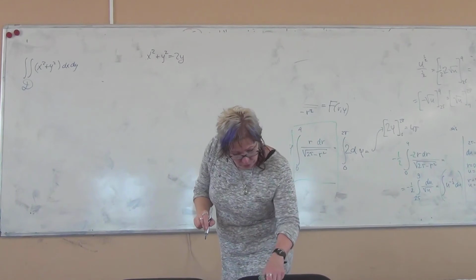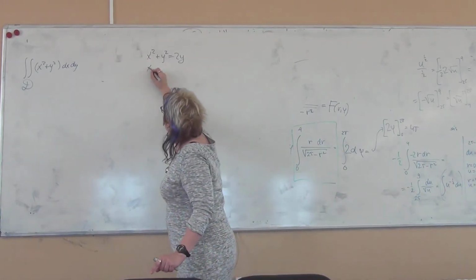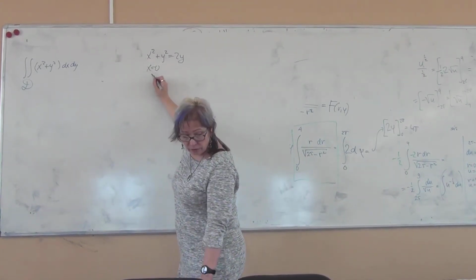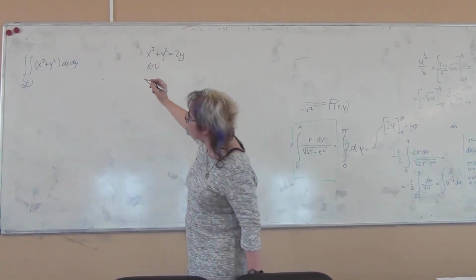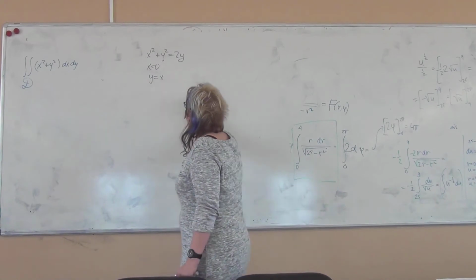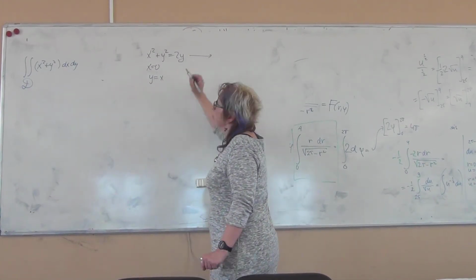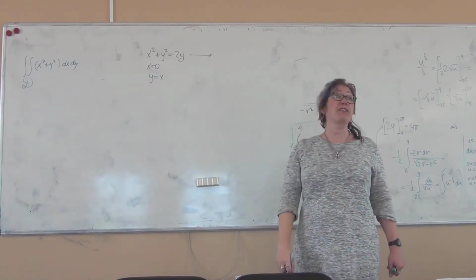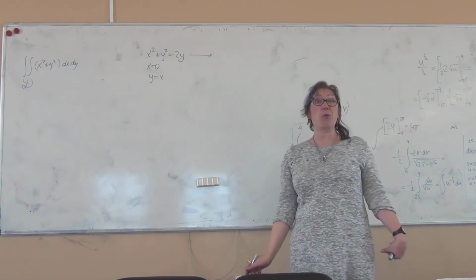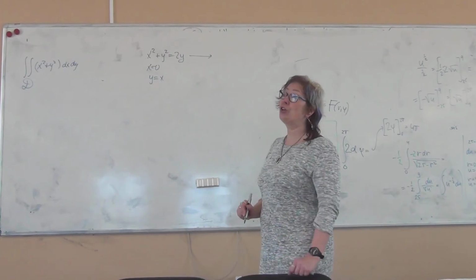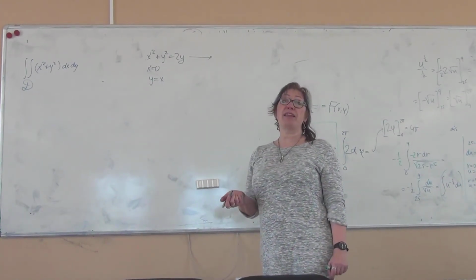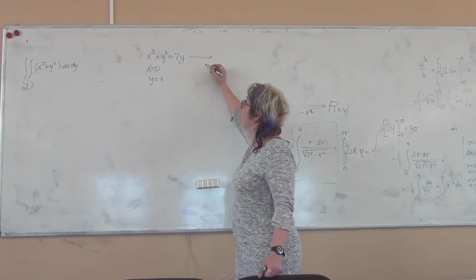And then x is 0 and y is x. Alright, so this would be a circle if instead of 2y I had some square. I don't have a square. So what I'm going to do is find the actual center of this circle. So a little bit of rearranging things.